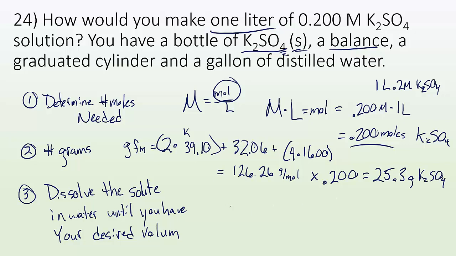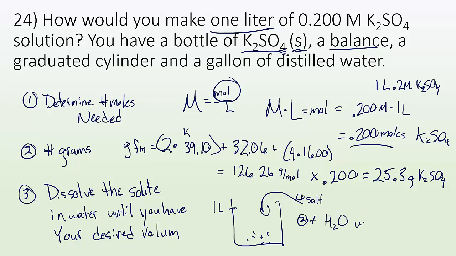So now the last step is I get a beaker or a graduated cylinder, or ideally it'd be a volumetric flask that's marked to 1 liter, and you're going to add your salt. So first, add your salt into the beaker, and then add water until you've reached the 1 liter. So then you add water to it till it fills up to 1 liter, and then you're done. That's how you do it.